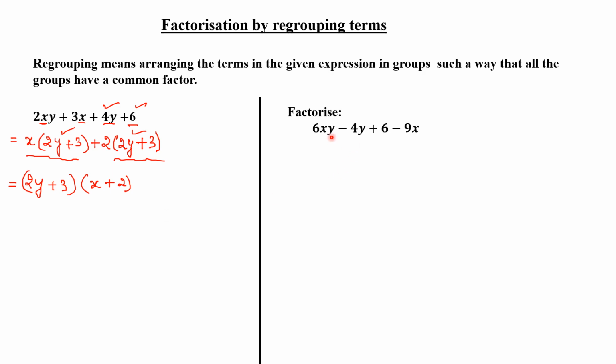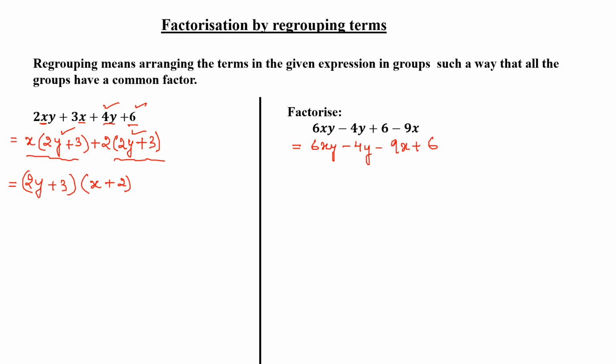Now another one, 6xy minus 4y plus 6 minus 9x. So here also, you will not be able to find any common factor in all the 4 terms, isn't it? So what I am going to do is arrange it in such a way that I will have some common factor. So I am going to rewrite it as 6xy minus 4y minus 9x plus 6.